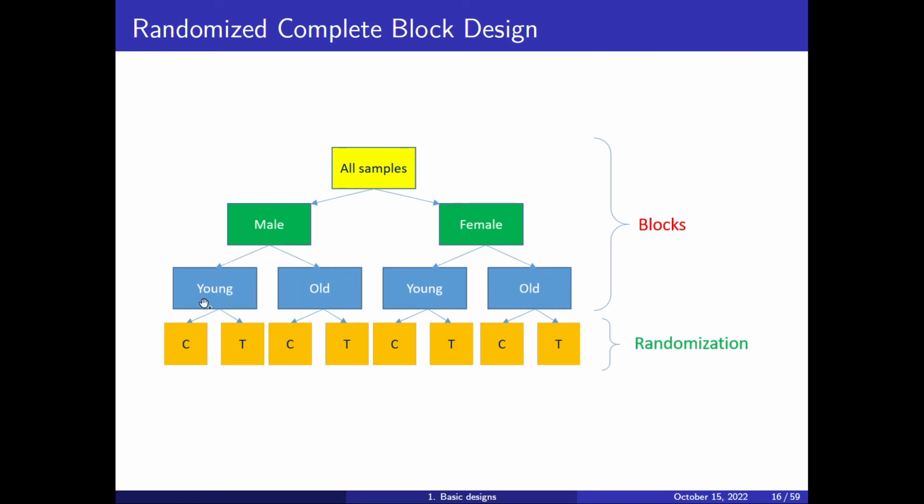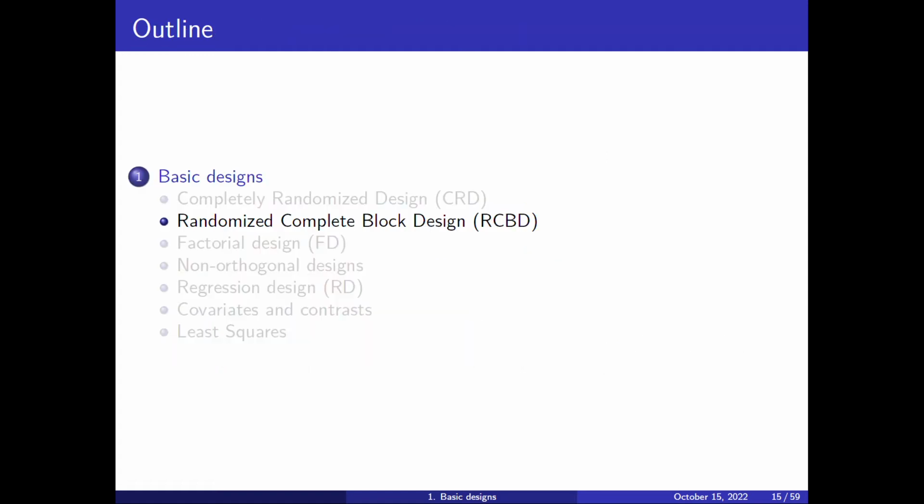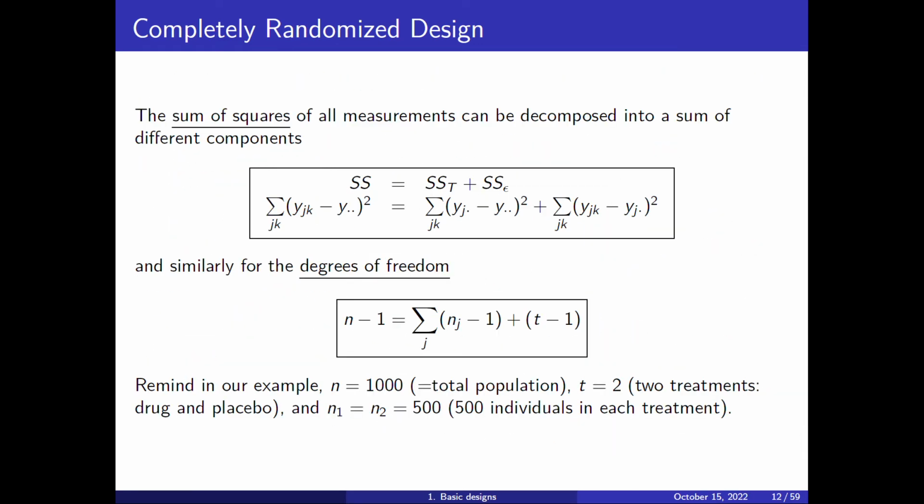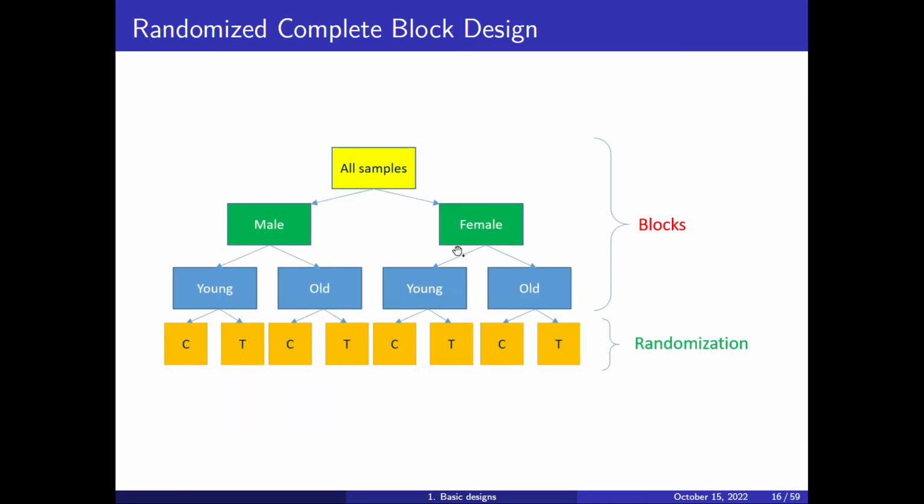And then once you are here, you have a homogeneous group. So you have only young males, old males, young females, and old females. And then within these groups, you assign randomly to each one of the groups. So what we did before, we had all the people, and then disregarding their sex and their age, we were randomly assigning to each one of the groups. Now it is not disregarding sex and age, but we make homogeneous groups of sex and age, and then within that homogeneous group we are randomizing.